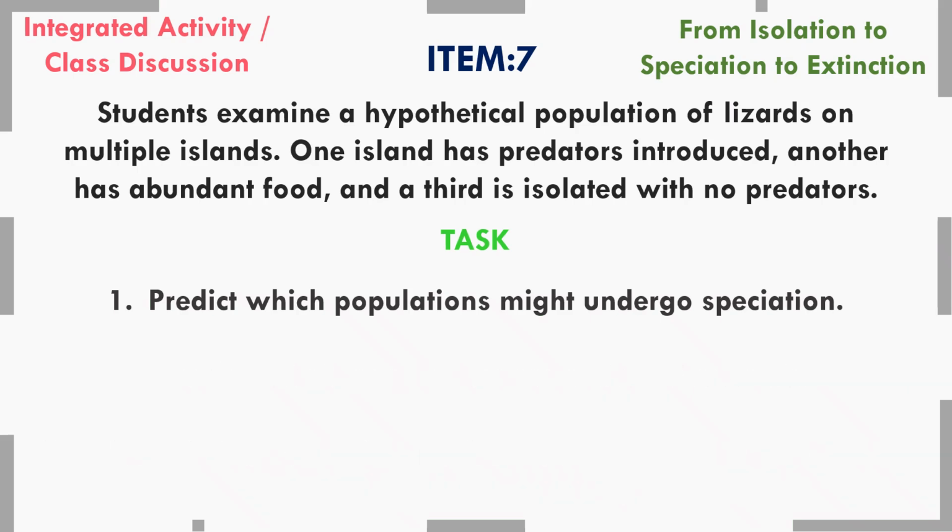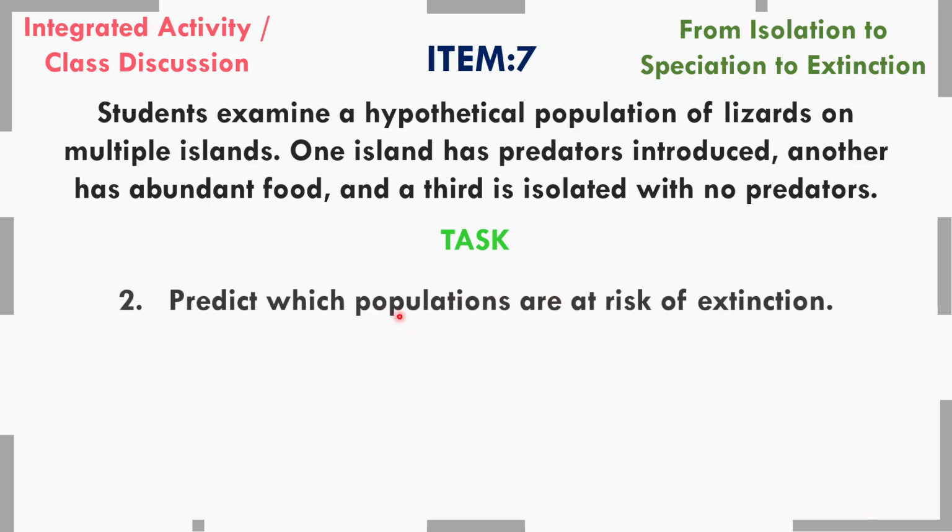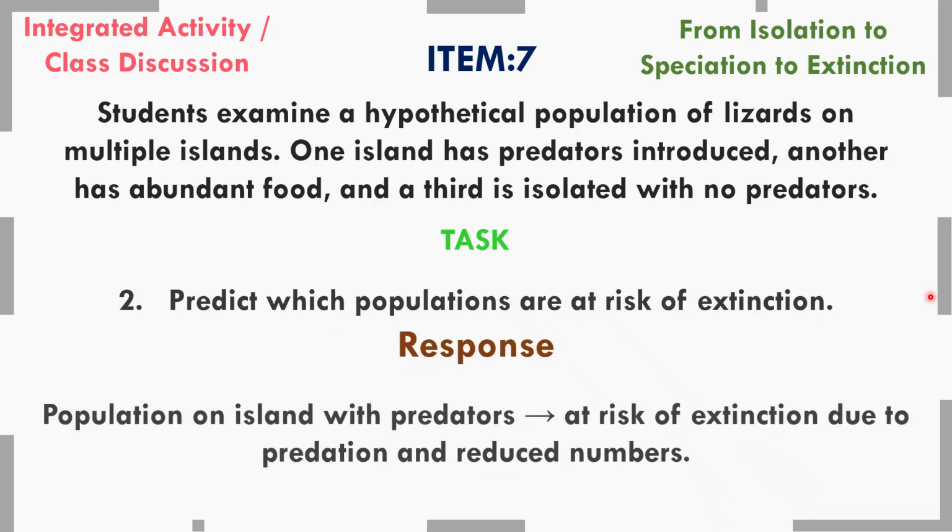Let's start with predicting which population might undergo speciation. The population on the isolated island is likely to undergo speciation due to lack of gene flow and adaptation to unique niches. Predict which population is at risk of extinction. The population on the island with predators is at risk of extinction due to predation and reduced numbers.